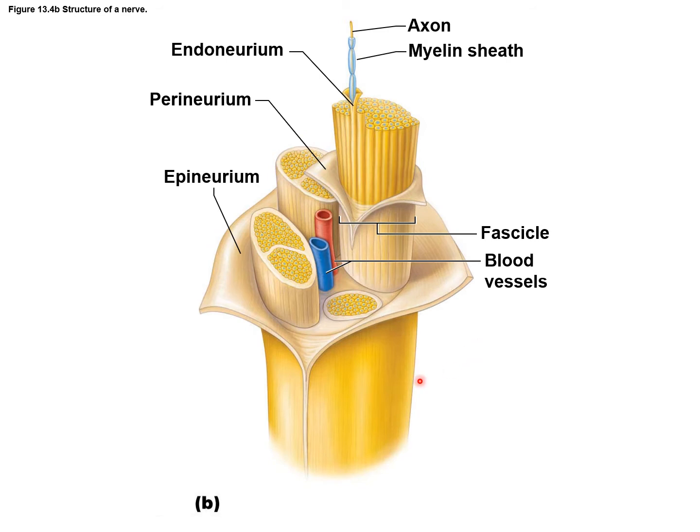Here again's another pic, just epineurium, then your perineurium around your fascicles. Here are blood vessels. The endoneurium around the actual axons, the nerve fibers, and this particular axon has myelin sheath.